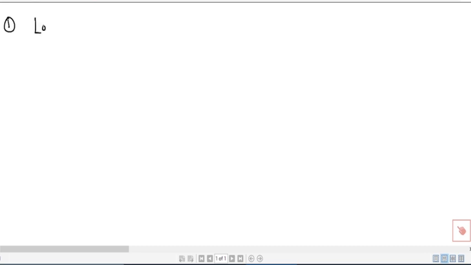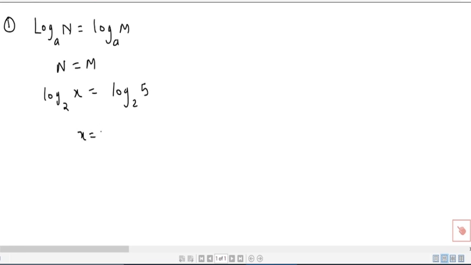if you have log at base a of some number n equal to log at the same base a of some number m, then n is equal to m. Simply, this means if you have log at base 2 of x equal to log at base 2 of 5, then it means x equals 5. Simple.